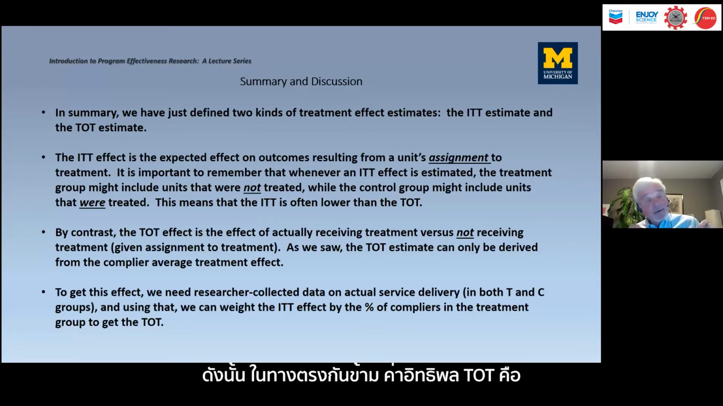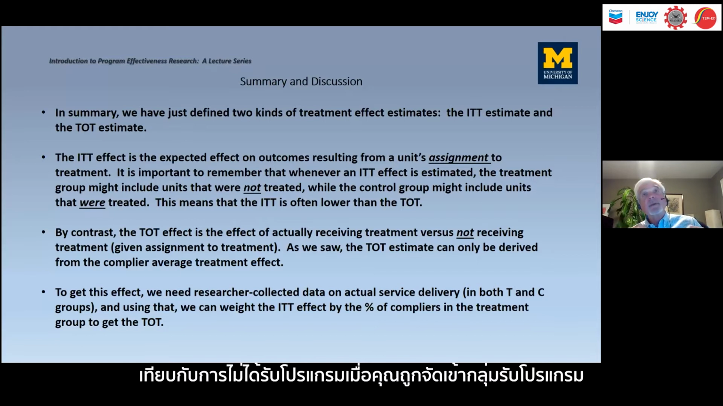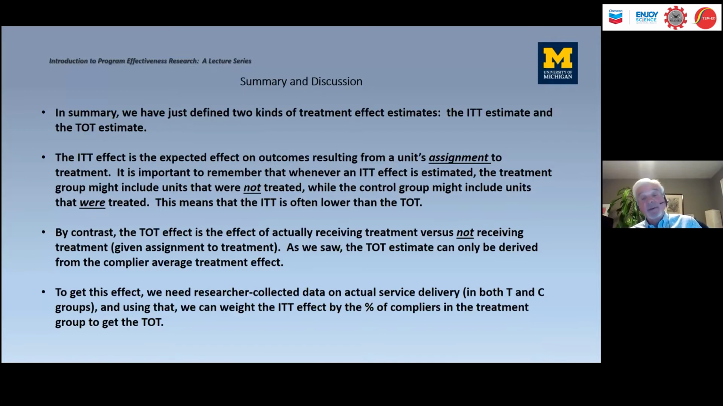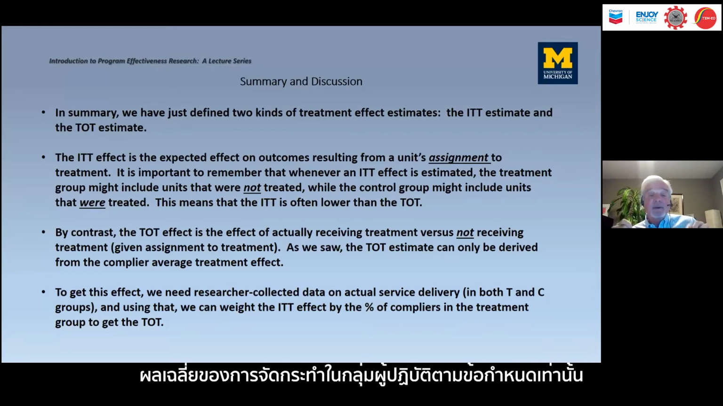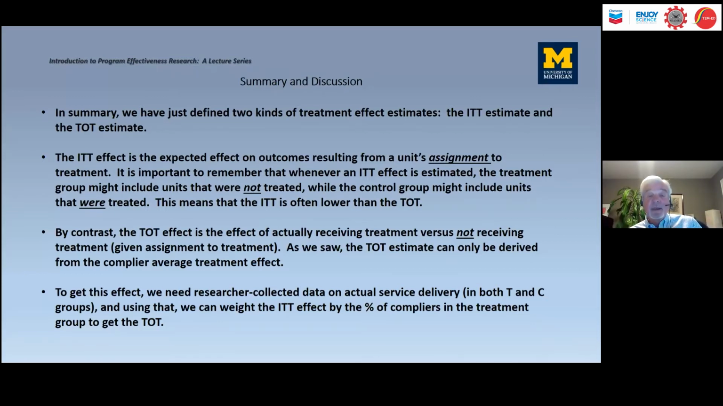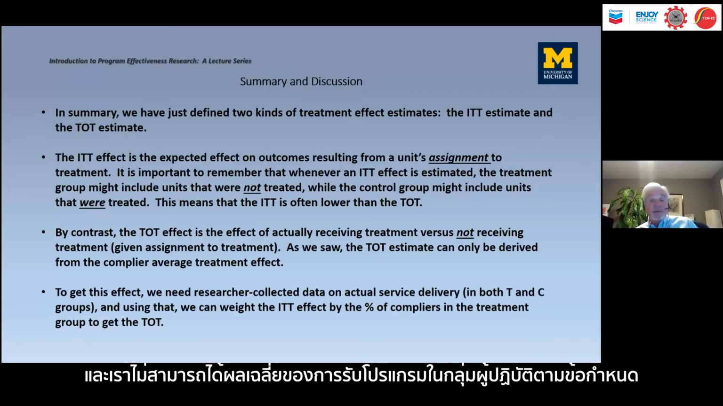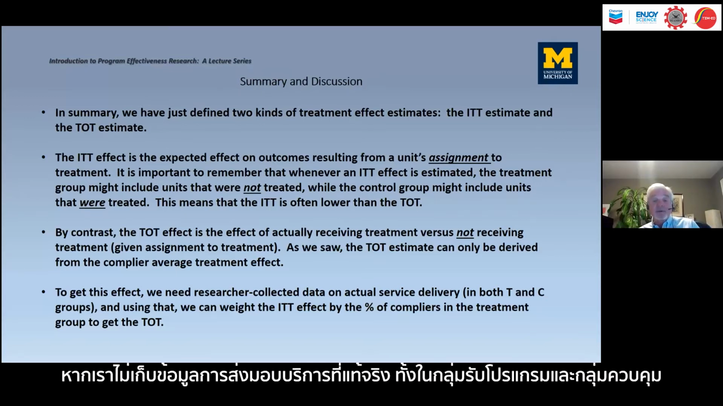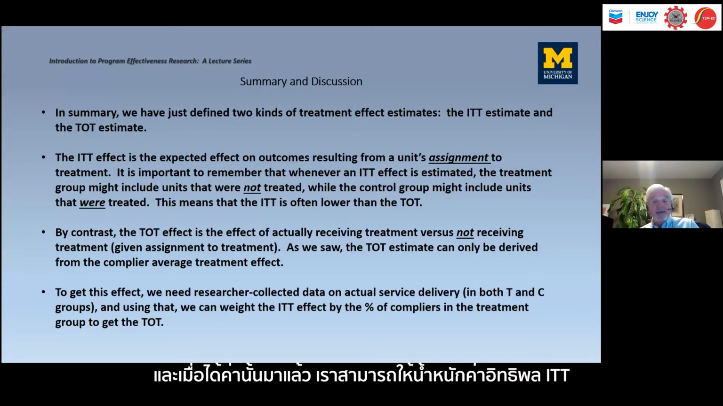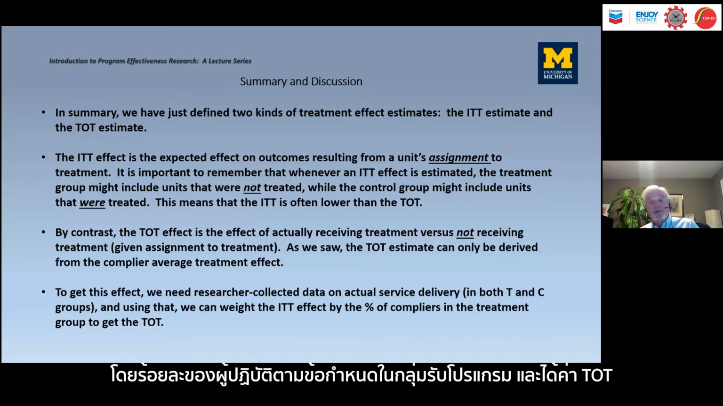By contrast, the TOT effect is the effect of actually receiving treatment versus not receiving treatment, given that you were assigned to treatment. And as we saw, the TOT effect can only be derived as the complier average treatment effect. And we can't get that unless we collect data on actual service delivery in both the treatment and the control groups. Once we have that, we can weight the ITT effect by the percent of compliers in the treatment group and get the TOT. Okay.